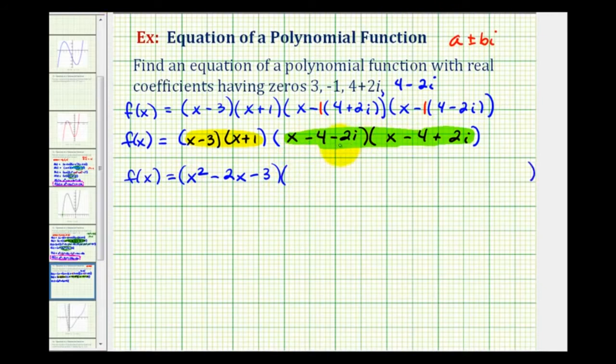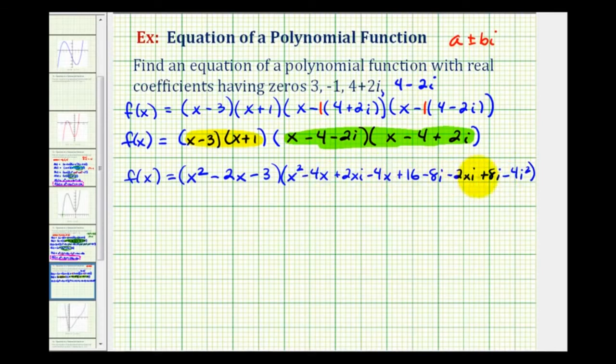Because there are three terms here and three terms here, we'll have nine products. So x times x is x squared, x times negative 4 is minus 4x, x times positive 2i, that's plus 2xi, negative 4 times x is minus 4x, negative 4 times negative 4, that's plus 16. Negative 4 times positive 2i, that's minus 8i. Now we have negative 2i times x, that's minus 2xi. Negative 2i times negative 4, that's plus 8i. And then finally we have negative 2i times positive 2i, that's minus 4i squared.